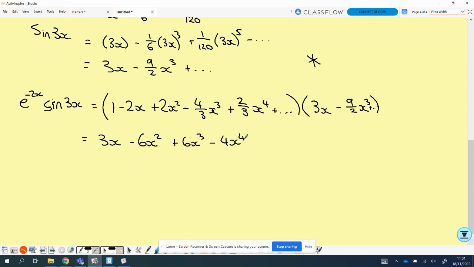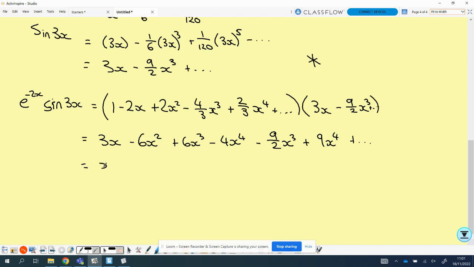Now I need to times negative 9 over 2 x cubed by things in the first bracket, but again, only consider things that keep it x to the power 4 or lower. So the negative 9 over 2 x cubed times the 1 is going to give me negative 9 over 2 x cubed. Then negative 9 over 2 x cubed times the negative 2x, the 2's will cancel, is plus 9x to the power 4. Anything else I times 9 over 2 x cubed by, starting with the 2x squared, is going to take me to x to the power 5 and onwards. It's past it, so that's me done. I can write dot dot dot to say there are more terms there, but that's all I need to consider. Now it's just about tidying up your terms.